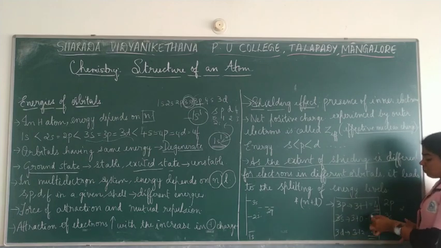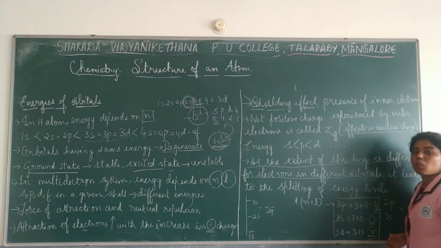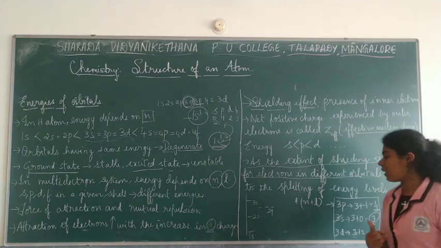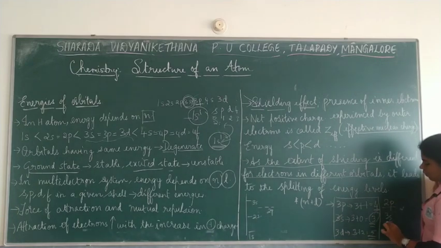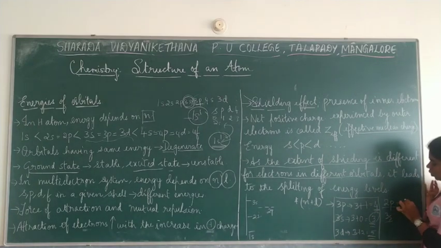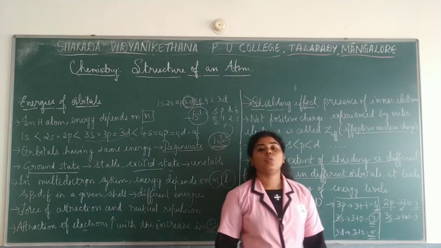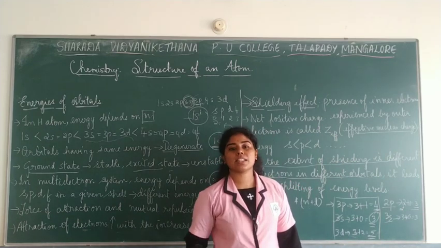Now sometimes when you calculate these n plus l values, you may get the same numbers. At that time, what do you do? If you check 2p and 3s, 2p is 2 plus 1, which gives 3, and 3s is 3 plus 0, which gives 3. Both have the same values over here. Then how would you select which orbital has less energy?